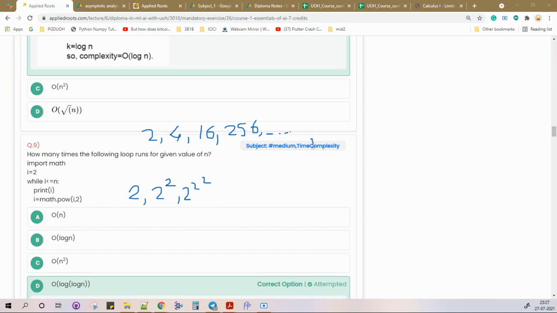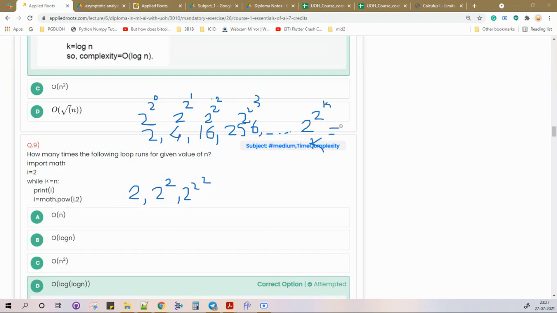So what would be my kth term, right? It would be 2 to the power 2, then again 2 to the power 0, so 2 to the power 1, so this is 2 to the power 2, that means 2 to the power 2 to the power 1. It is increasing something like this, 2 to the power 8, so it is 2 to the power 2 to the power k.